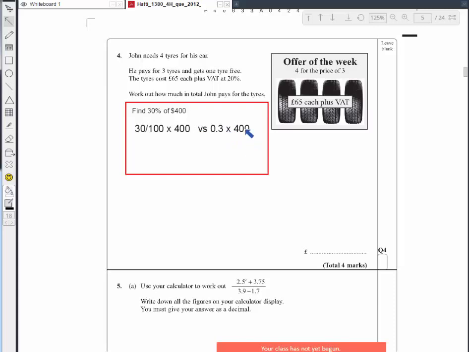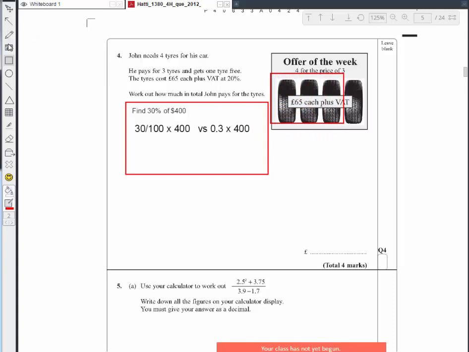Okay, so with that basic skill, now let's go and have a look at the question. So in the question it says he pays for 3 tyres and gets 1 tyre free. Now he needs to buy 4 tyres for his car. So the tyres cost £65 each plus VAT at 20%. Work out how much in total John pays for the tyres. So we do know that he is going to buy 3. That will give him the required 4 that he wants.